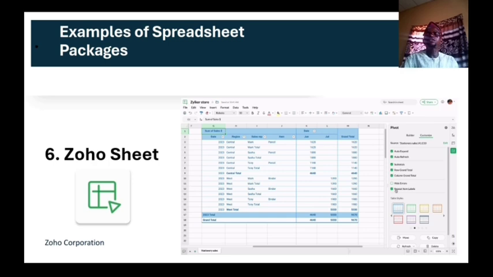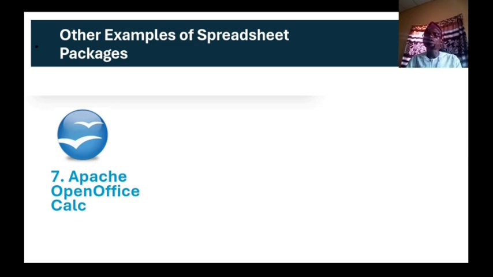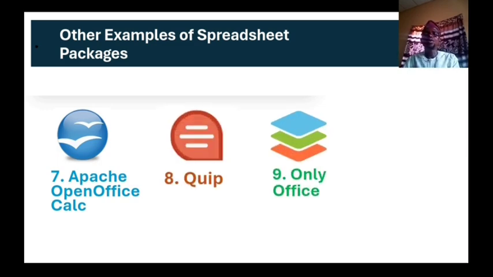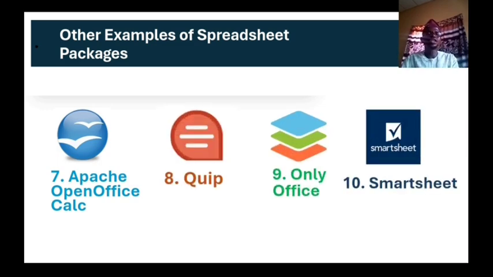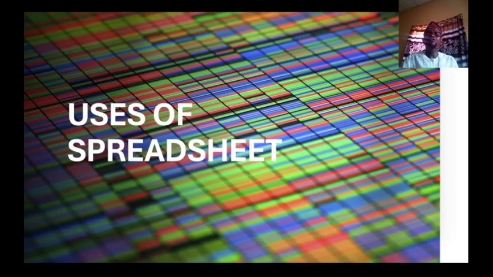Another example of spreadsheet is Zoho Sheet. Zoho Sheet is another powerful application that is an online spreadsheet package. We have many other examples of spreadsheet packages such as Apache OpenOffice Calc, Quip, OnlyOffice, Smartsheet, and so on and so forth. Now, what are the uses of spreadsheets?